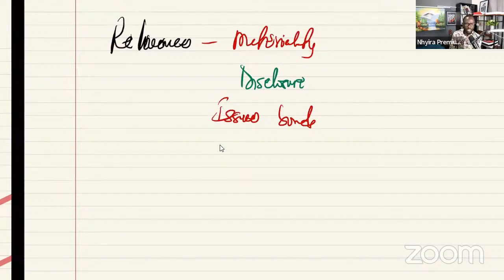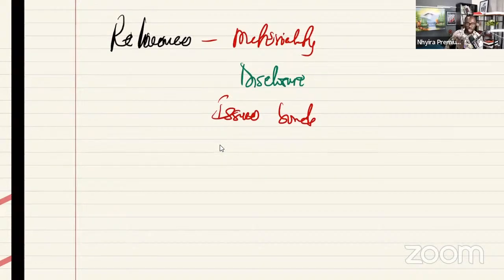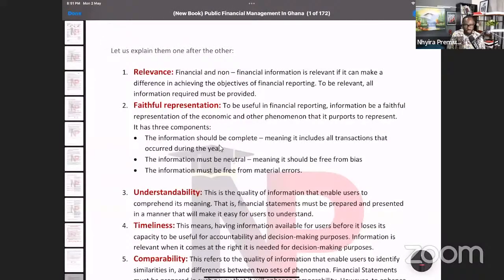So the standard of this quality is that any information that is material. Information is said to be material when its omission or misstatement affects the decision-making of the users. So if any information is going to change people's decision, if it is made available or not made available, and it is supposed to be included in the financial statement, then it must be included. That is the concept of relevance. Both financial and non-financial information must be included in the financial statements if they are material.